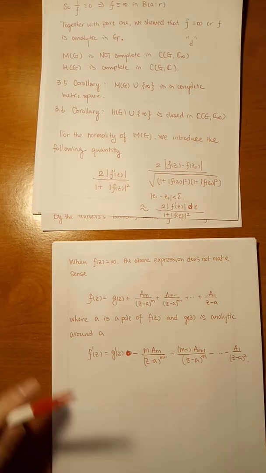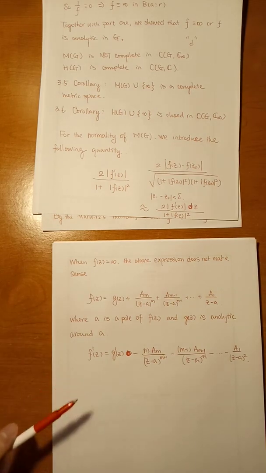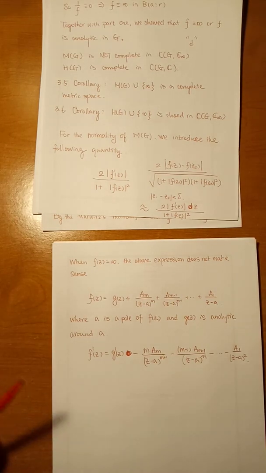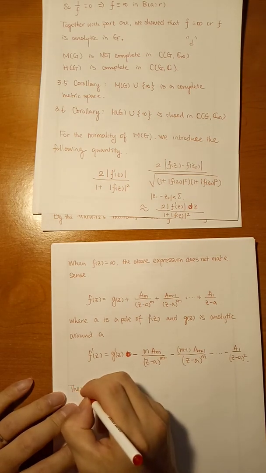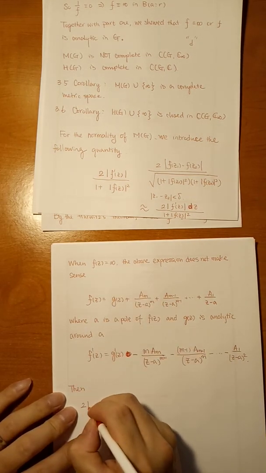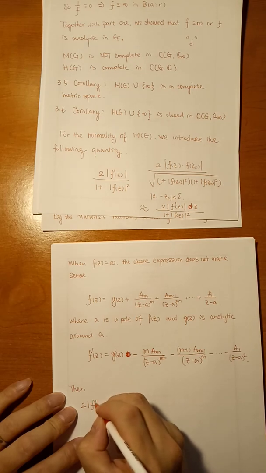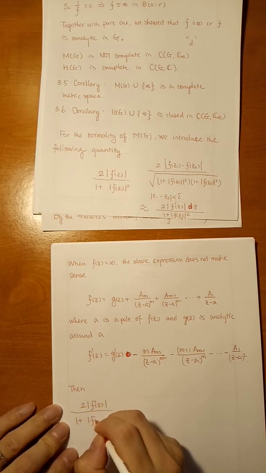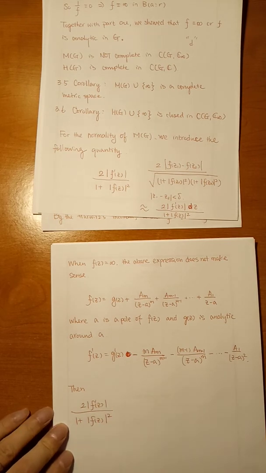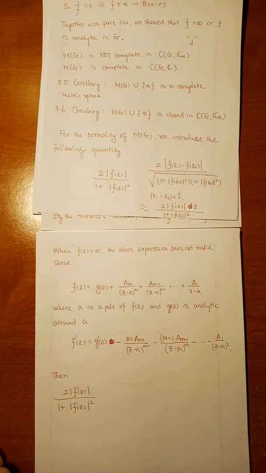Okay, and then let's form this expression. We only do this around a pole of order m. Then this expression, 2|f'(z)| over 1 plus |f(z)|^2.